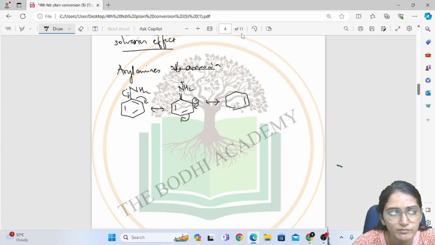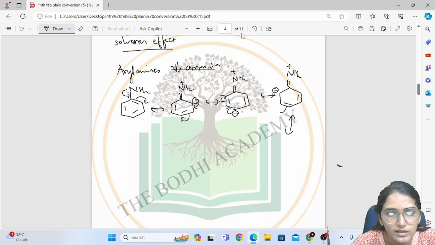Then the next structure will be, here we will get a new bond, this bond will be the same, here we will have a negative charge, and this structure will remain the same. In the next structure we will have the benzene ring, this will move here, this will move here. So we will have a bond over here, a negative charge here, and NH2 with a plus charge. Here this will be the same, and then this will shift over here, and this will shift over here.